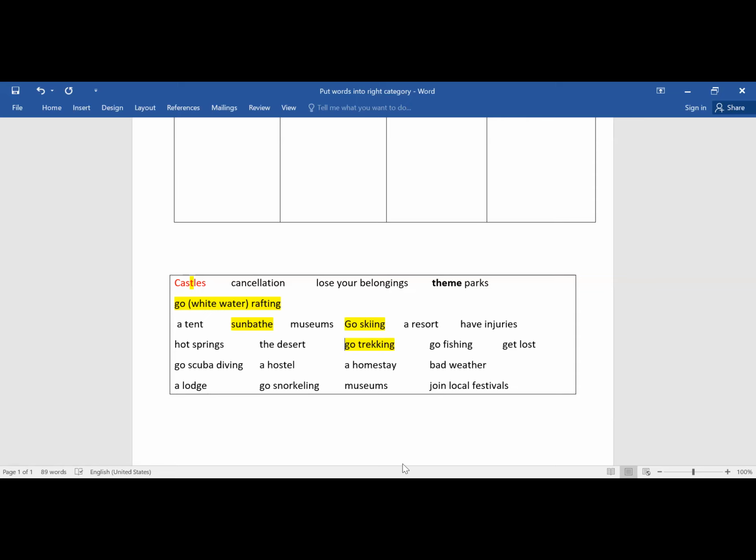Yes, keep going. Go fishing. Go fishing. Yes. What else? Go scuba diving. Okay. I would usually say scuba diving, but I would need to check whether or not there is another way to say this word. Let's stick with scuba diving, the U sound.